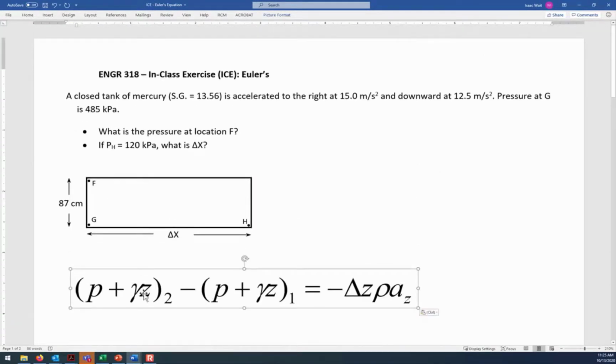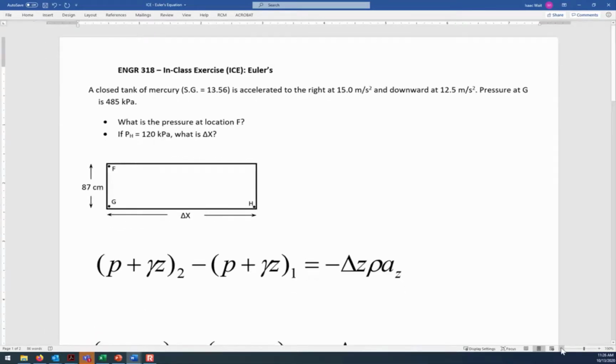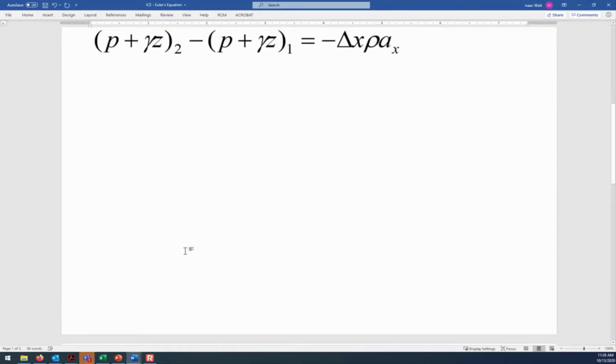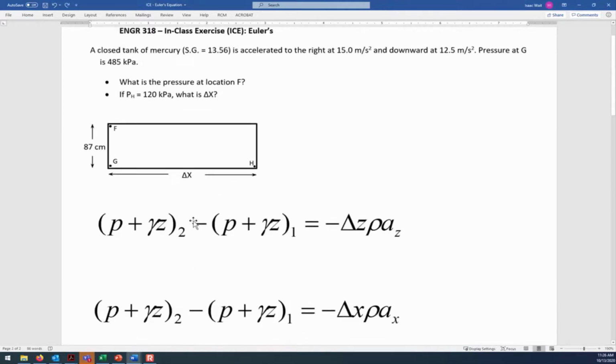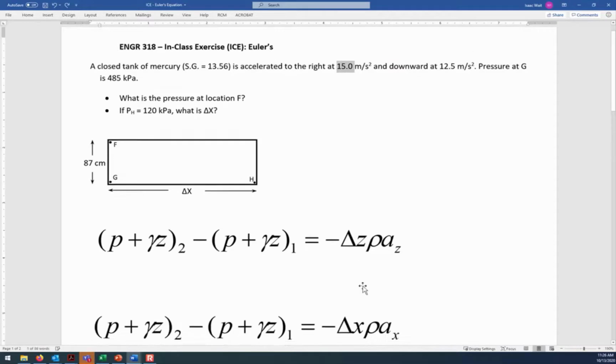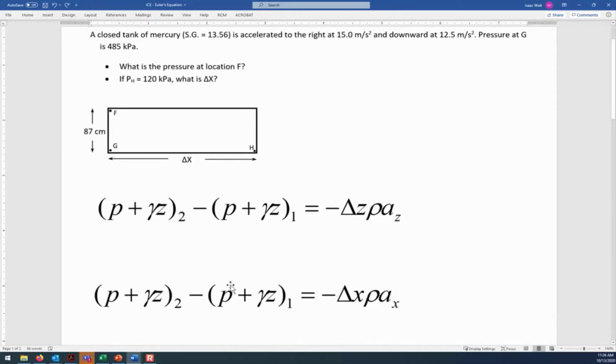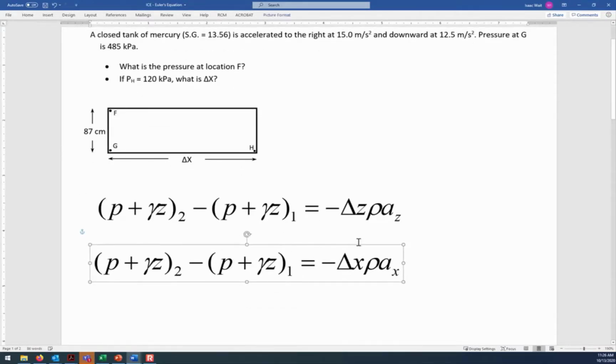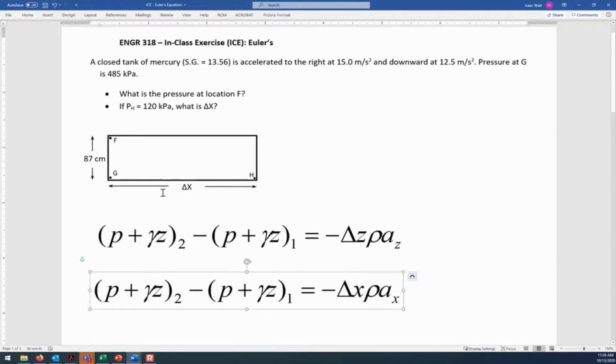So the first thing you're going to do is use Euler's equation in the z direction in order to determine the pressure at F. And then when that's finished, you start to consider the rightward acceleration, and you use this version of Euler's equation between G and H. So the two different accelerations are handled separately in this example.